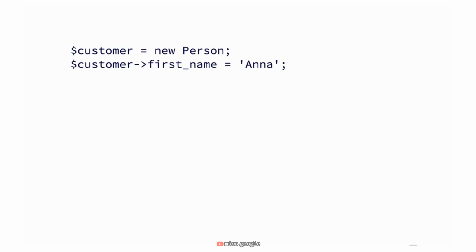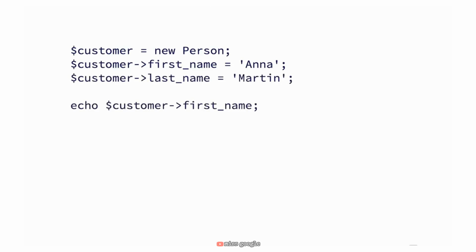After that, you can see I'm using an equal sign to set a value to that property. So now this instance of person is going to have a first name property set to Anna. I can also set the last name equal to Martin. Then I can read those values back also by using that arrow notation. Here, I'm asking to echo customer, and then the arrow notation, first underscore name. And of course, it returns back Anna.